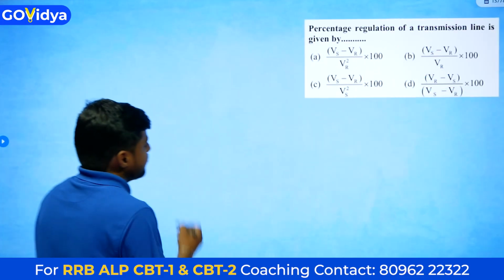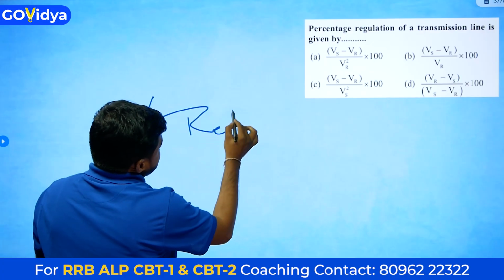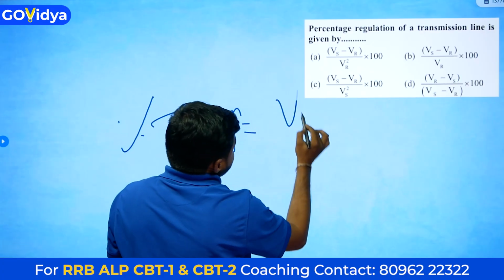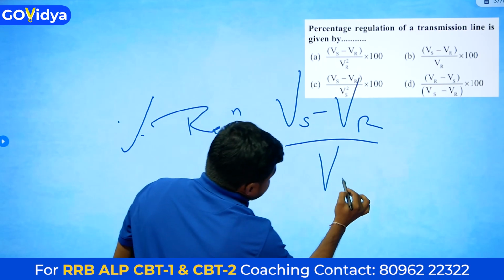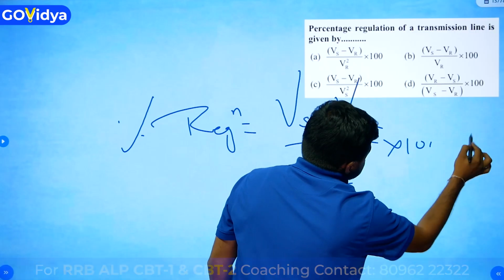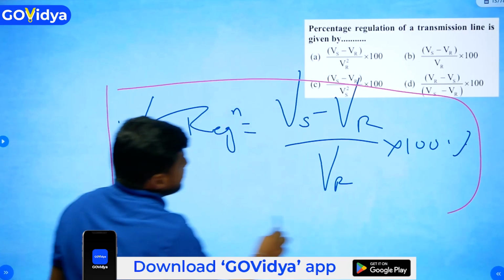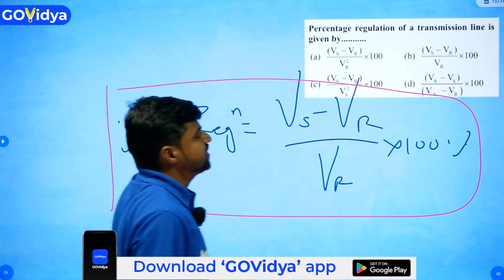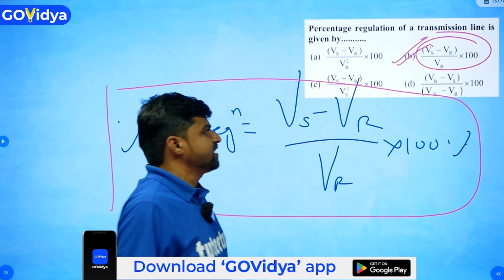Okay, percentage regulation is equal to sending end voltage Vs minus receiving end voltage Vr, by receiving voltage Vr, into 100%. This is voltage regulation in transmission line. From the options, option B is the correct answer: Vs minus Vr by Vr into 100.